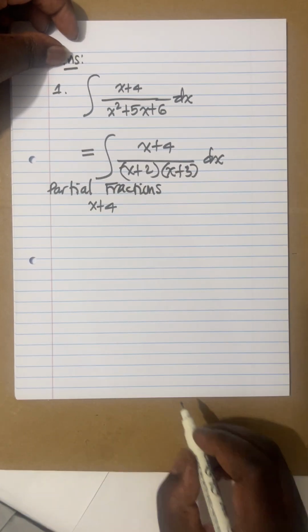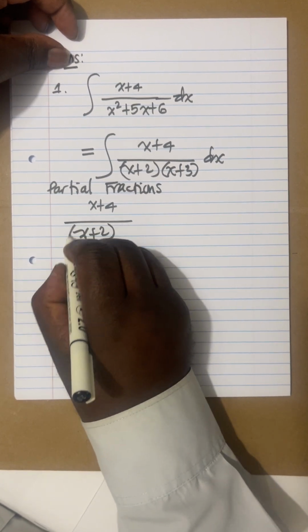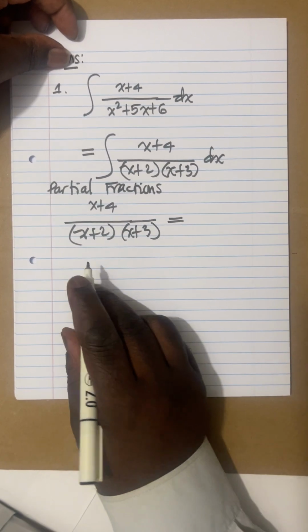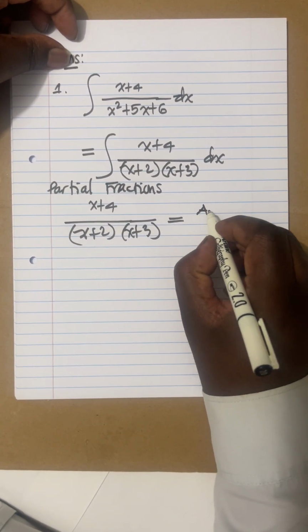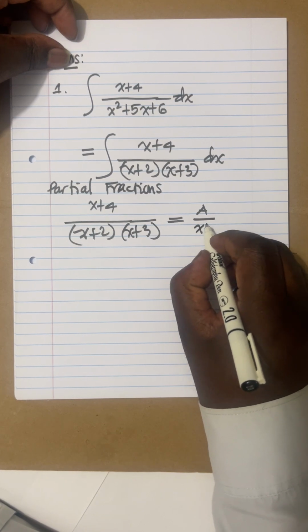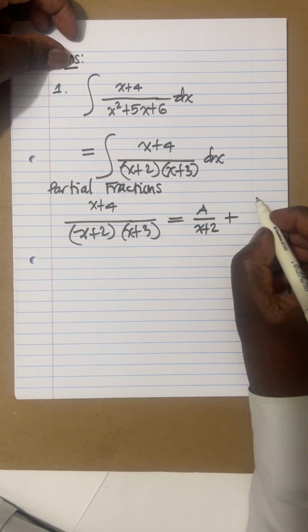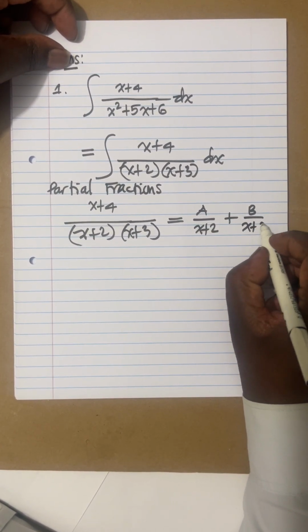Partial fraction decomposition. So we have x plus 2 and then x plus 3. This must be equal to, this term here must have its own numerator, which is A all over x plus 2, where A is a constant, plus this one here must have its own numerator, which is, I'm going to say, B over x plus 3.